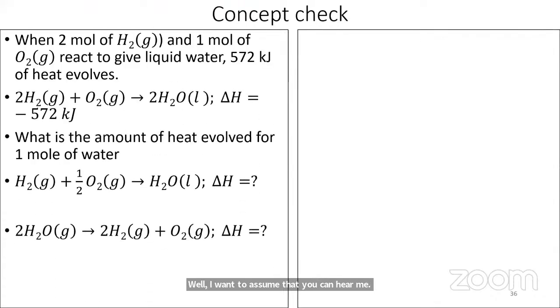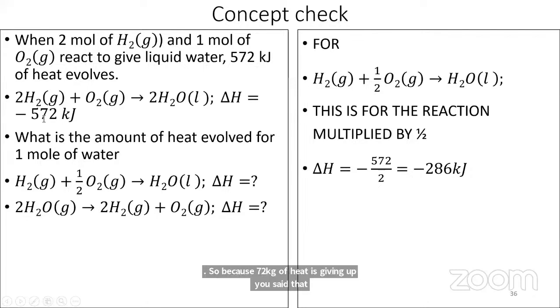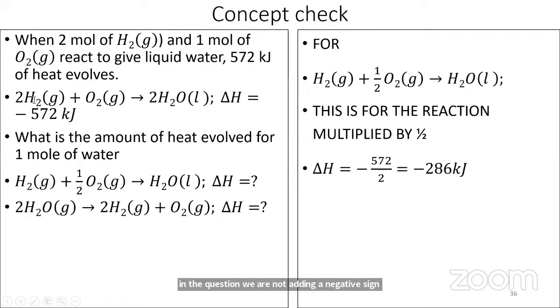So let's look at another concept check. This one says, when 2 moles of hydrogen and 1 mole of oxygen react to give liquid water, 572 kilojoules of heat evolves. So this is the question. Because 572 kilojoules of heat is given off, in the equation we are adding a negative sign. So 2 moles of hydrogen reacting with 1 mole of oxygen will give you 2 moles of water, and we are told that 572 kilojoules of heat evolves. So heat is given to the surroundings, and that is why we have it as 572 kilojoules.